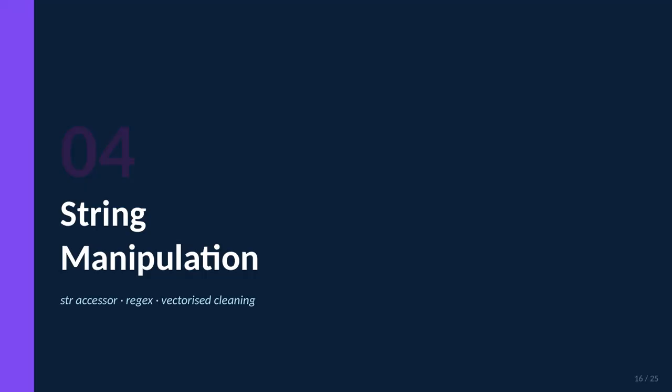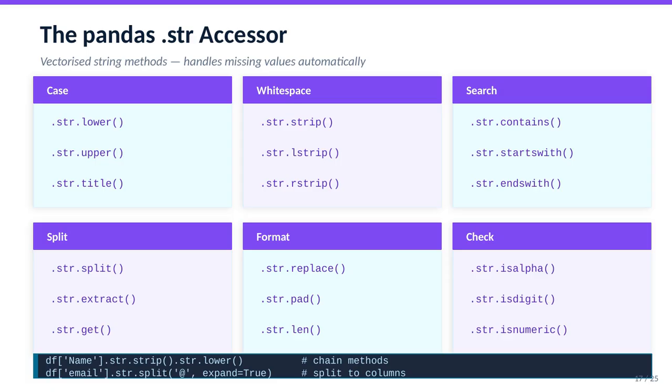We'll cover the Pandas str accessor, using regular expressions and vectorized cleaning techniques to process text columns efficiently. Pandas .str provides vectorized string operations that automatically handle missing values.